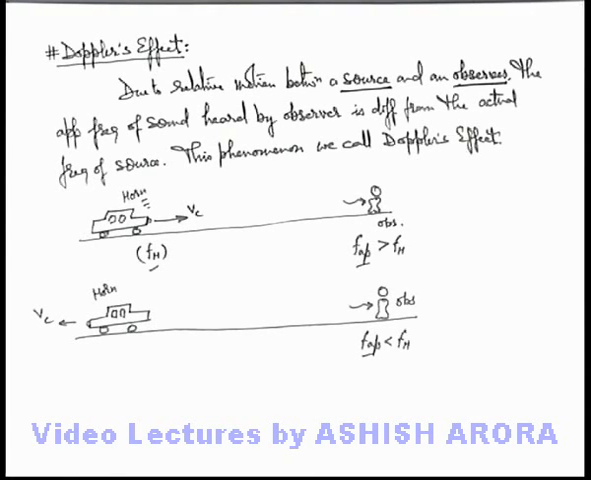Here you can see when a car passes an observer, you can easily detect the drop in frequency as it passes. Let's have a look on this situation.